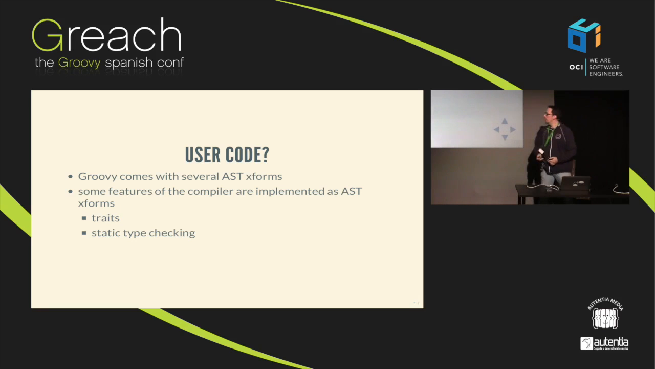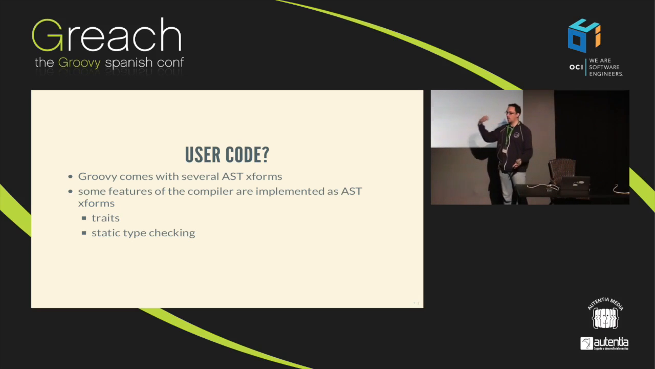When I'm talking about user code, I mean that AST transformations are not, in general, bundled into the Groovy distribution. What you have is toString, tuple constructor, compile static, everything that Groovy has implemented as AST transformation is supported by us. But you, as a user, can also write AST transformations. If you do that, well, again, who knows what happens.